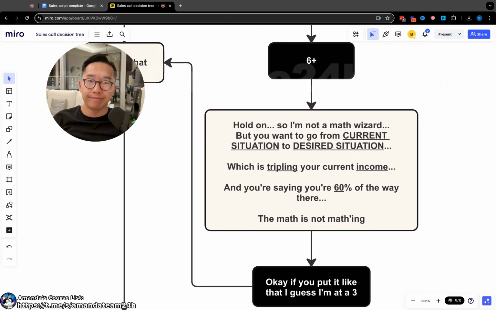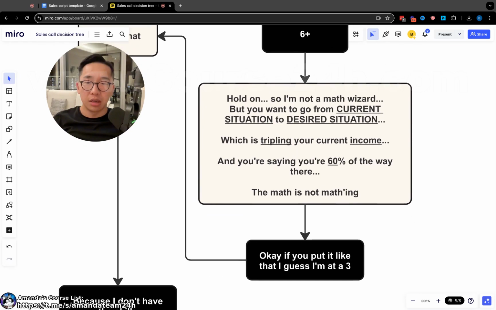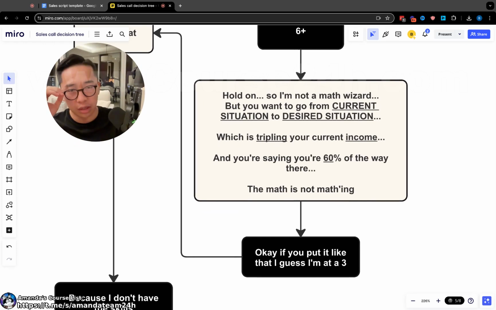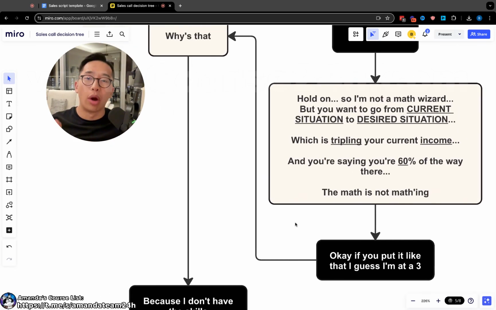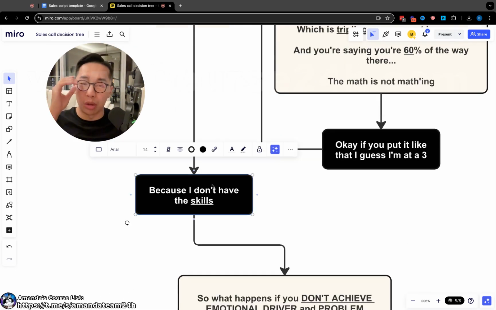They'll be like, I don't know, something higher than 6, right? 7, 8, 9, 10. To be like, hold on. I'm not a math wizard, but you want to go from the 2 grand a month you're making right now to 10 grand a month, which is 5 times your current income, and you're saying you're 80% of the way there. The math is not mathing. And they'll be like, okay, I mean, if you put it like that, I guess I'm at a 2. Why is that? And then you get the same answer: well, I guess I don't have the skills. The numbers say I'm at a 2, right?